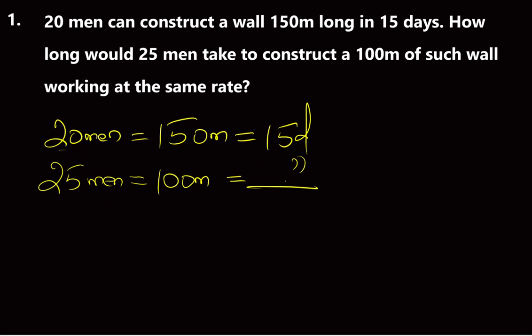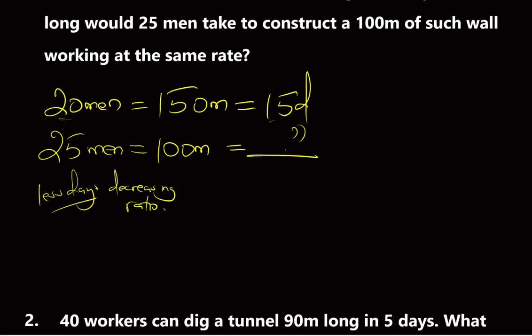So if 20 men can do something in 15 days, what do we expect for 25 men? The number of men has been increased, so the days will be less. Less days, so decreasing ratio. So from the fraction we are going to have, in decreasing, the smaller value at the top, so 20 over 25.